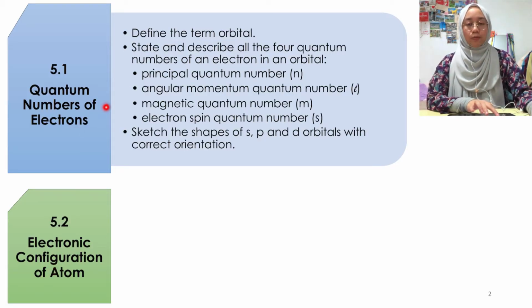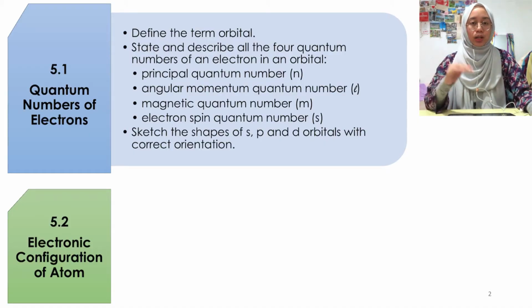Basically 5.1 is something new that you will be learning, but 5.2 is actually something new as well, but previously during high school you have learned how to write electronic configuration of an atom, the one that you write 2, 8, 8, 2. That is electronic configuration, okay. But in matriculation level, kita lain sikit cara nak tulis dia, okay.